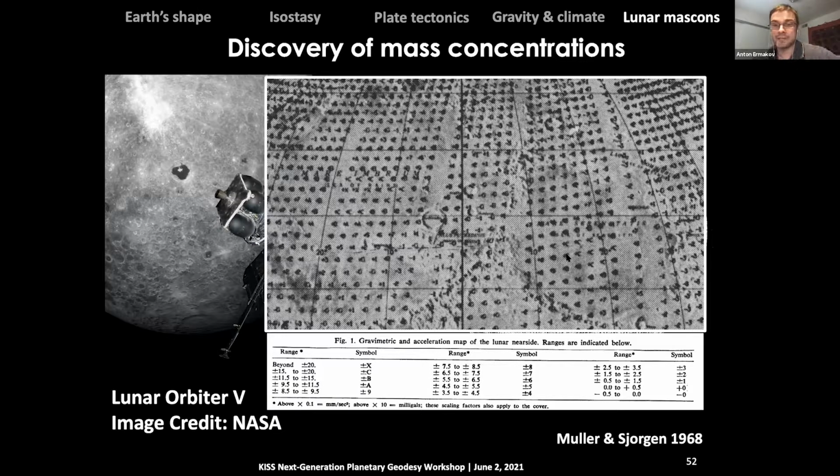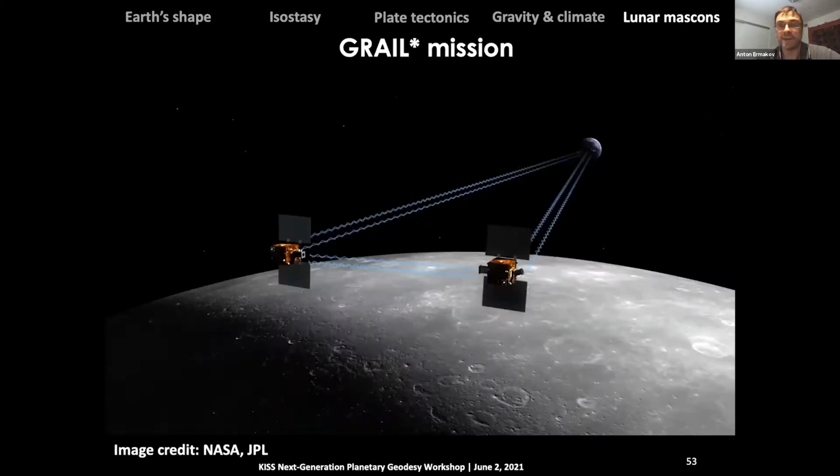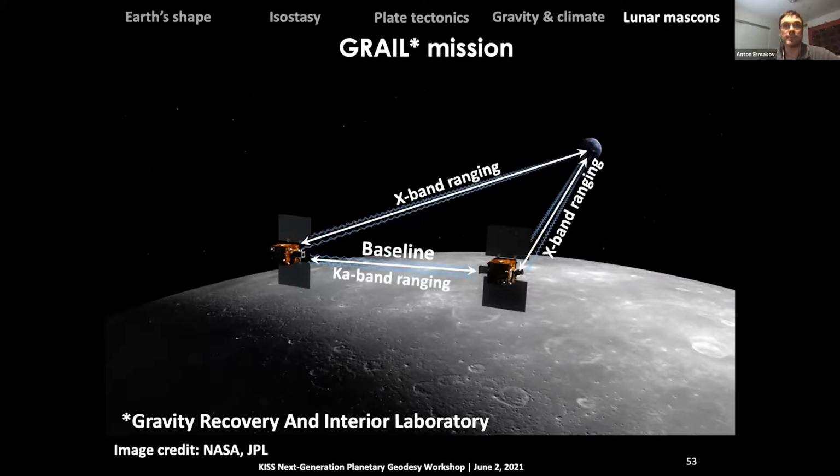These strong positive gravity anomalies were dubbed mass concentrations, or mascons, and their origin remained a mystery until the GRAIL mission, which was a dedicated mission to map the lunar gravity field in ultra-high resolution. GRAIL consists of 2 spacecraft with inter-satellite distance measurement. You don't have GPS around the moon, so you also have to track the spacecraft from the Earth to determine their orbit.